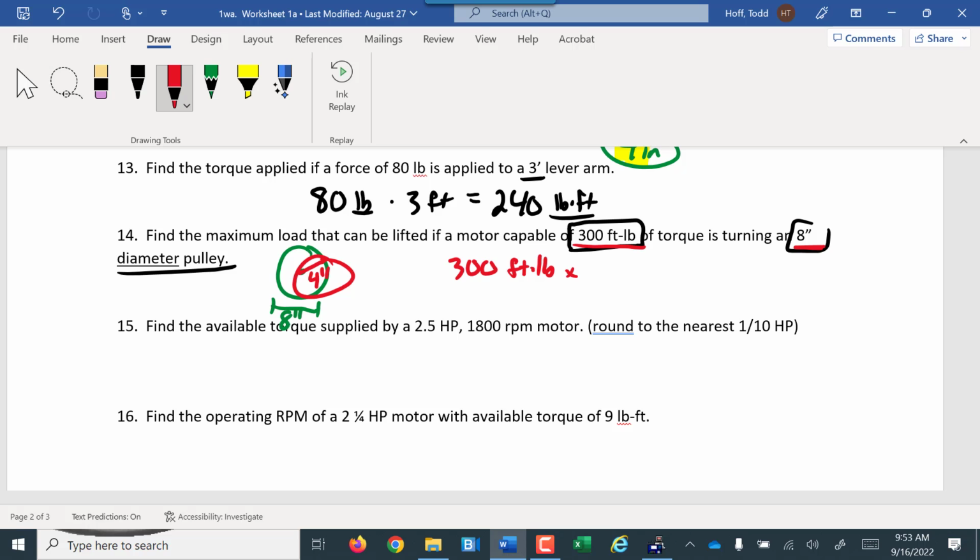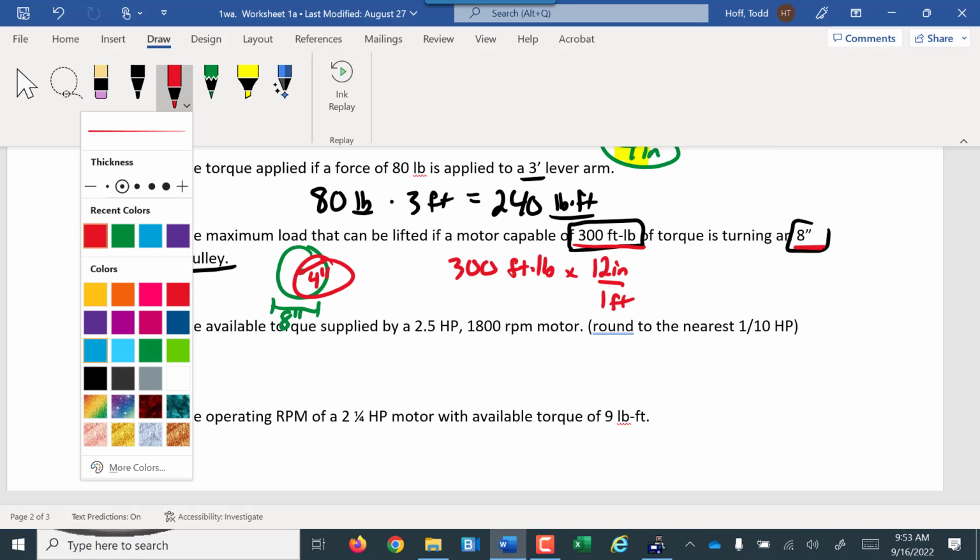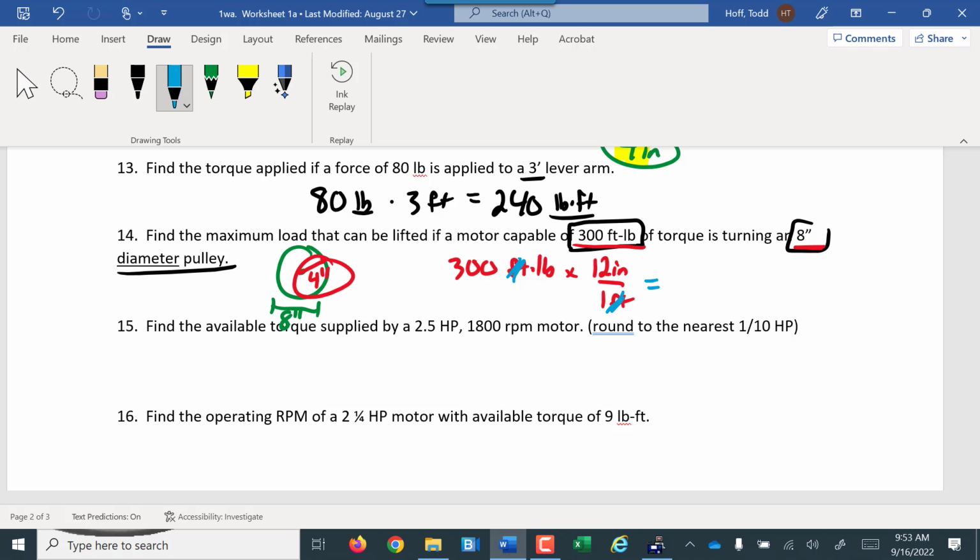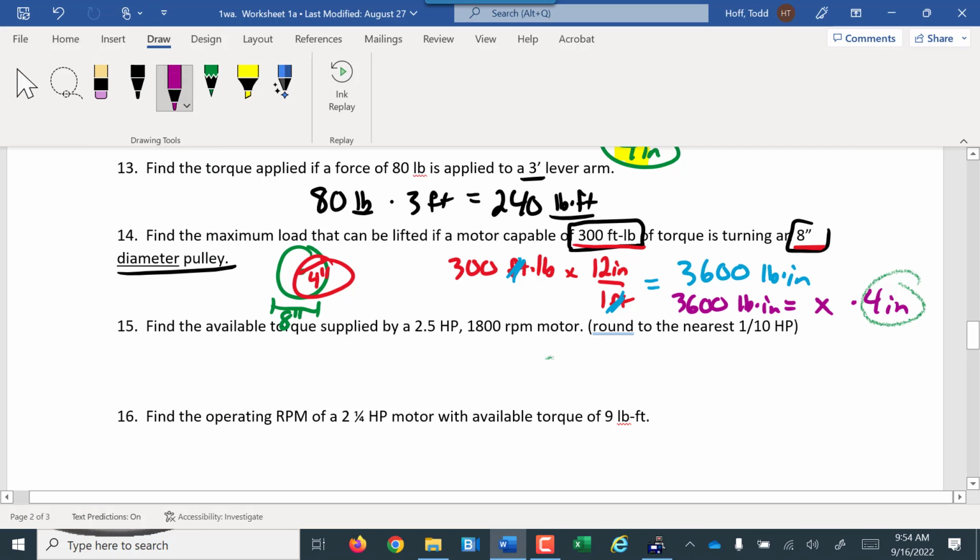300 foot-pounds times 12 inches over 1 foot. You got it. So the feet will cancel out. 300 times 12 is 3,600. Pounds times inches will be pound-inches now. So then we can calculate the maximum load it can lift, because that 3,600 pound-inches is going to equal our load in pounds times 4 inches. To solve for X, we do what? Divide by 4. I don't need to write that out. That's just going to be 900 pounds.